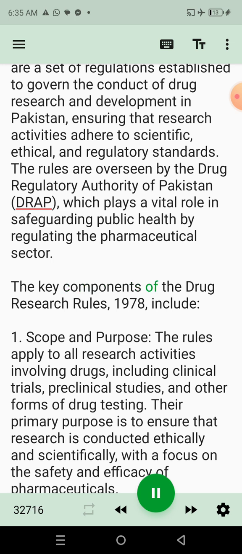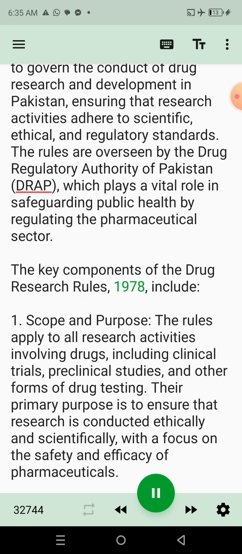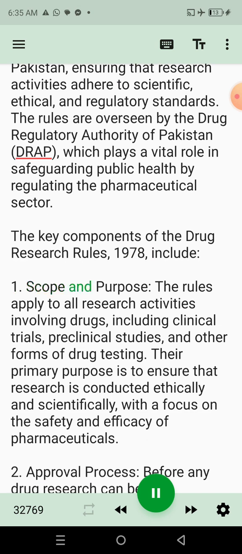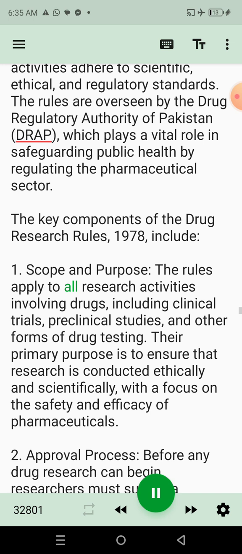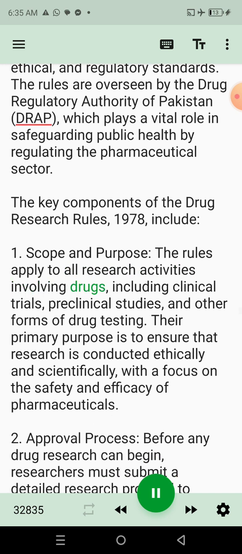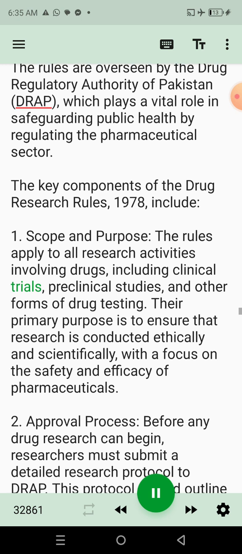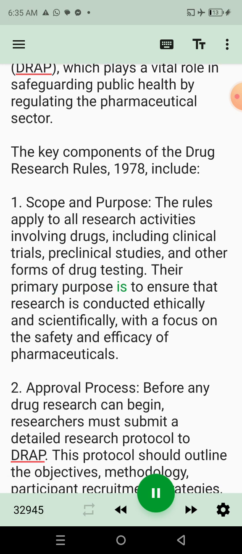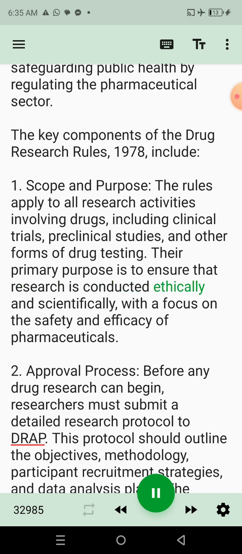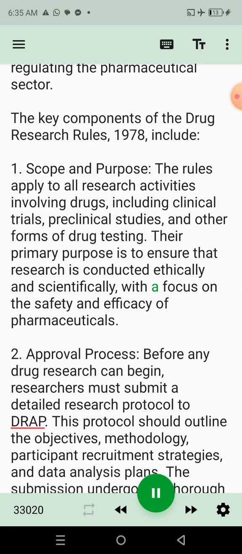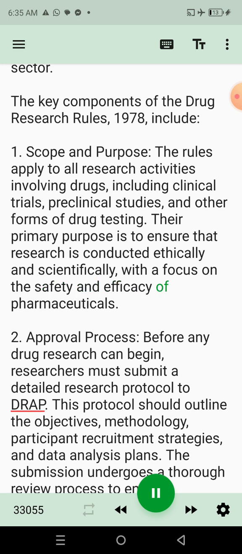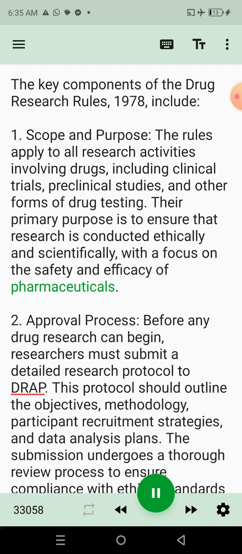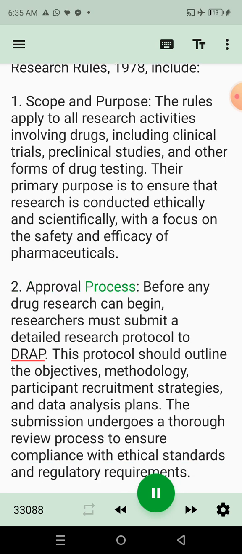The key components of the Drug Research Rules, 1978, include: 1. Scope and purpose. The rules apply to all research activities involving drugs, including clinical trials, preclinical studies, and other forms of drug testing. Their primary purpose is to ensure that research is conducted ethically and scientifically, with a focus on the safety and efficacy of pharmaceuticals.